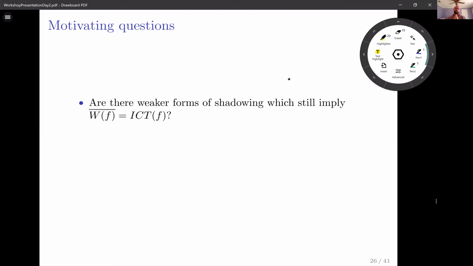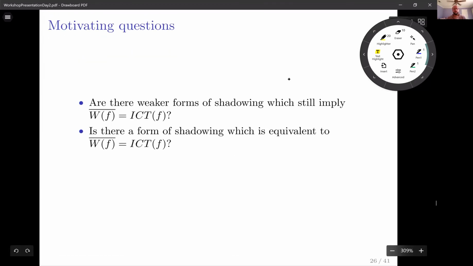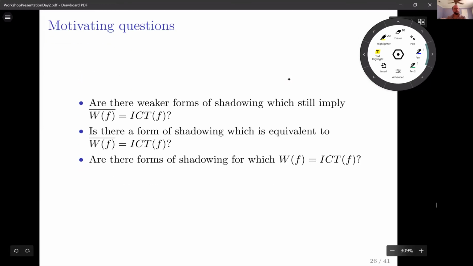All right, so with our remaining half hour, let's see if we can make this a bit more precise. Okay? So shadowing gets us here. Shadowing tells us that the closure of W is equal to ICT. Can we loosen that restriction? Can we find a form of shadowing which actually is equivalent to W closure equals ICT? Shadowing implies this characterization. Is there a form of shadowing that's equivalent? And what about just W equals ICT? That's a little bit of a stronger result. And the answer to all these questions is yes, and we'll see how far we get here.